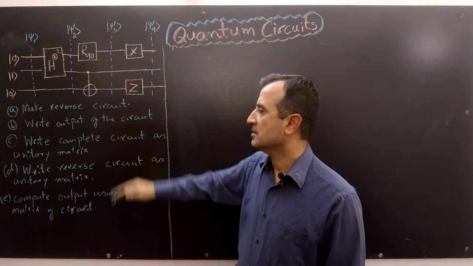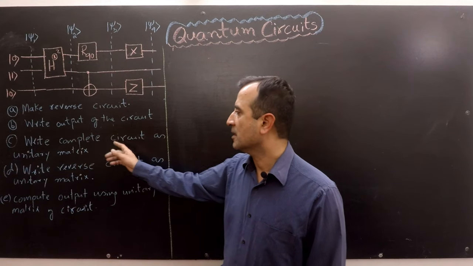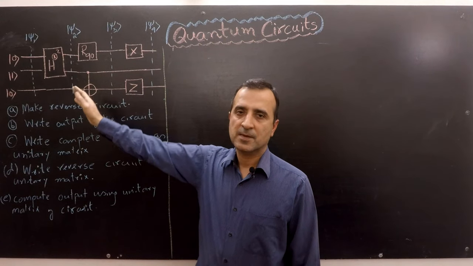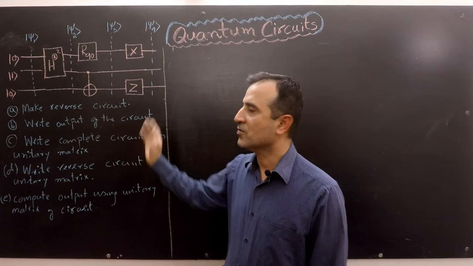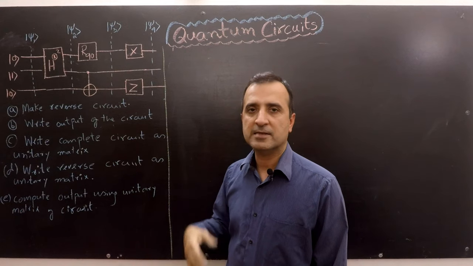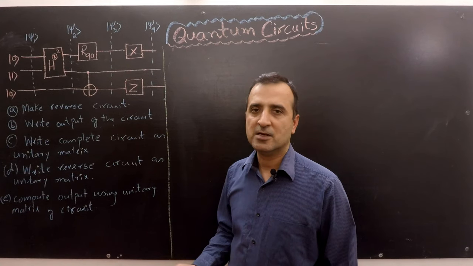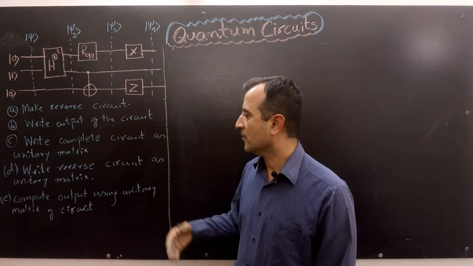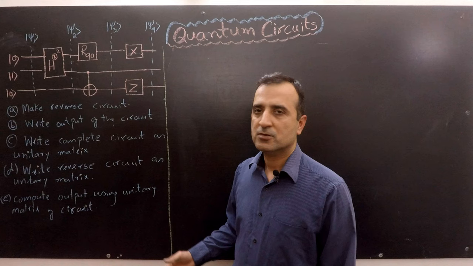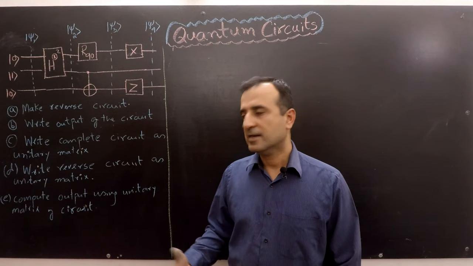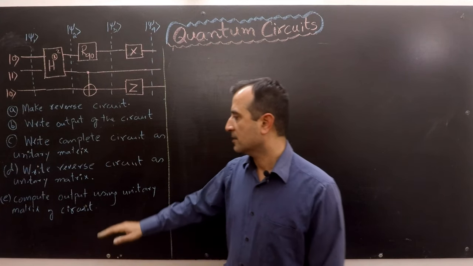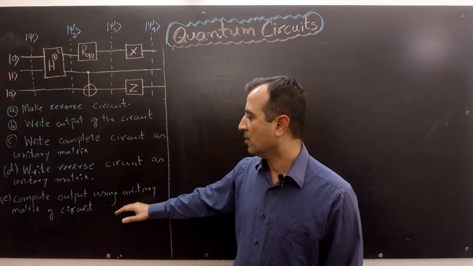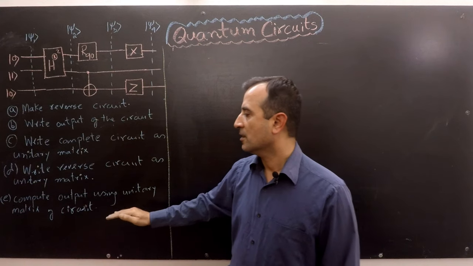Third question says to write the complete circuit as a unitary matrix. So we want to write a unitary matrix corresponding to this circuit. Because the circuit is made of all unitary matrices, this whole circuit is reversible and can be represented as a unitary matrix. Part 4 says to write the reverse circuit as a unitary matrix. So we also have to write the reverse circuit as a unitary matrix. And part 5, the last part E, says to compute the output of this circuit using a unitary matrix.